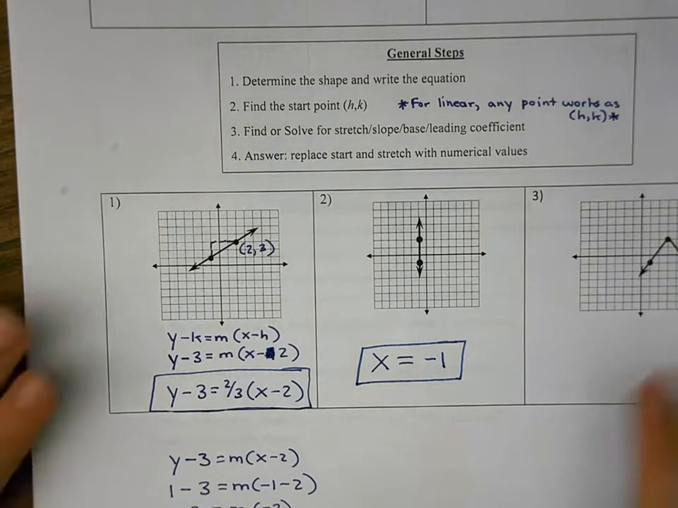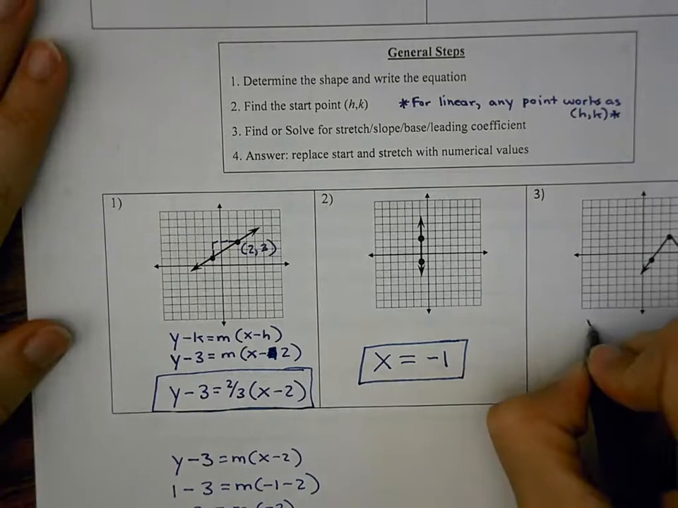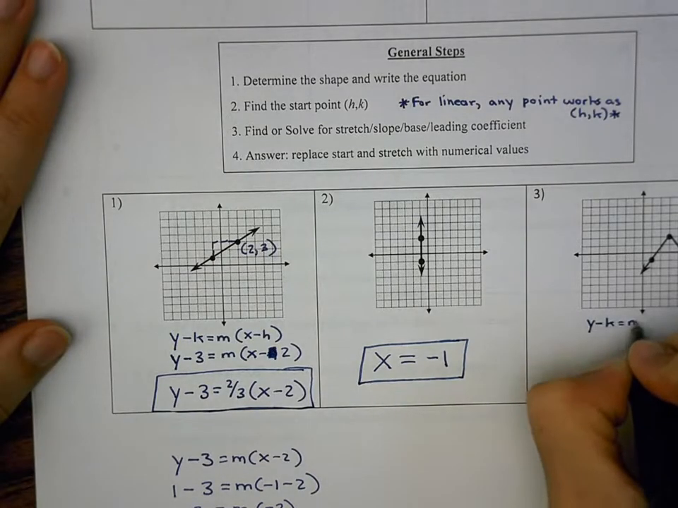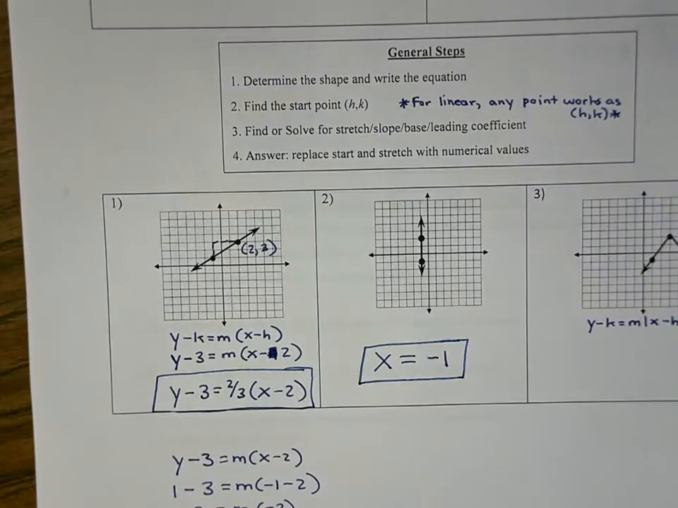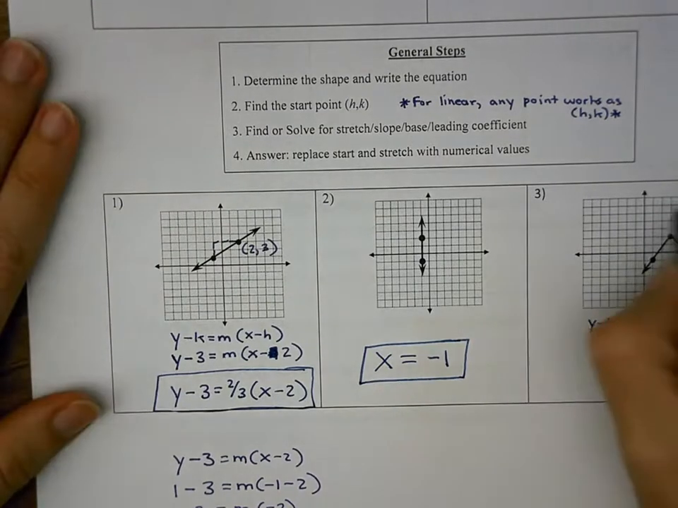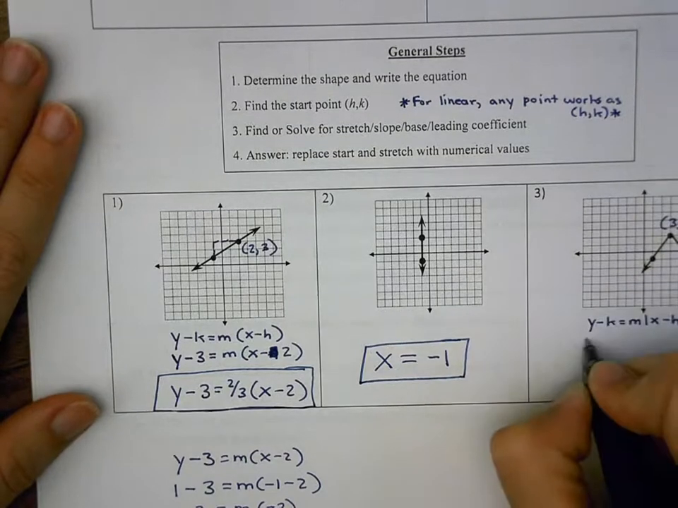Number 3, our function here. What type of function am I working with now? Linear absolute value. What's the descriptive form of the linear absolute value? Y minus k equals m times the absolute value of x minus h. What is your HK for this one? Remember, HK on an absolute value is the vertex, so my HK is 3, 2. So let's go ahead and plug that in.